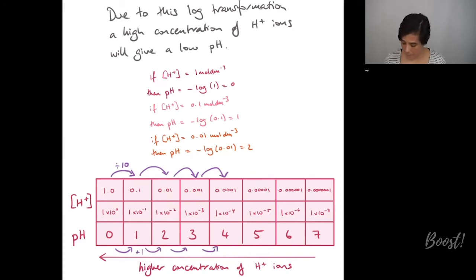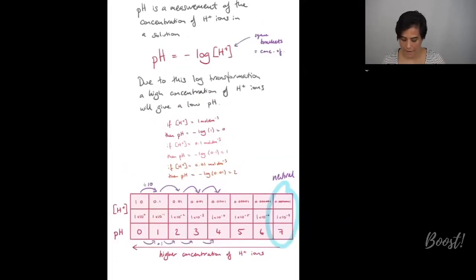And that continues up until we get to pH 7, which is obviously our neutral pH. So the higher the concentration of H+ ions, the more we go to the left-hand side, the more the pH goes down. And that's because of this inverse log relationship between the concentration of H+ ions and the pH of a solution.